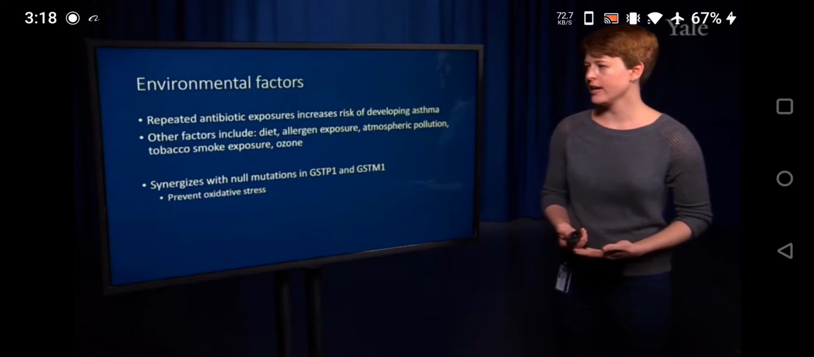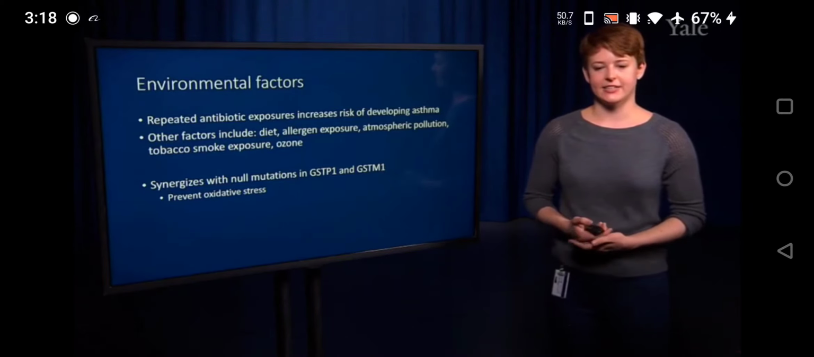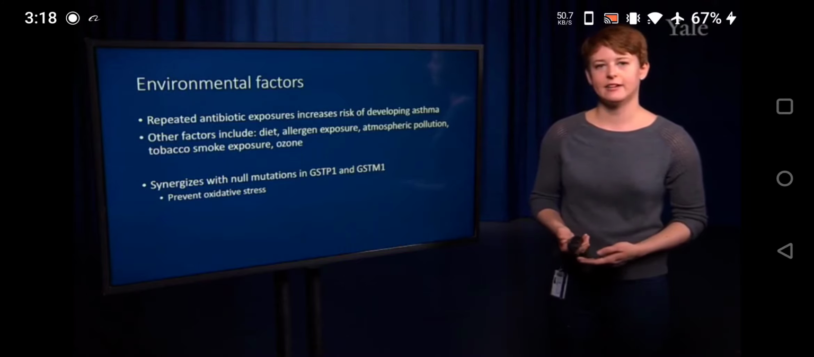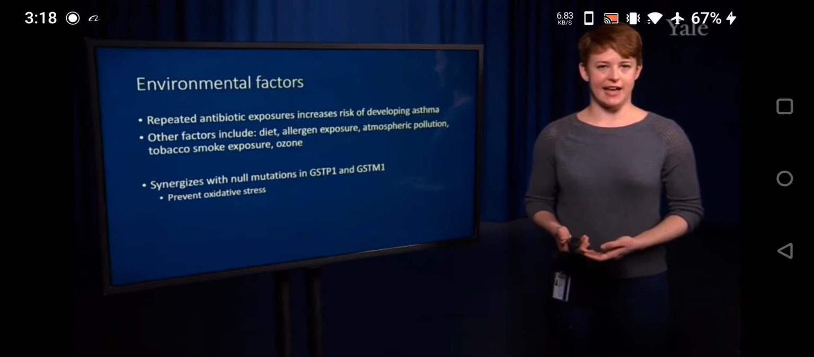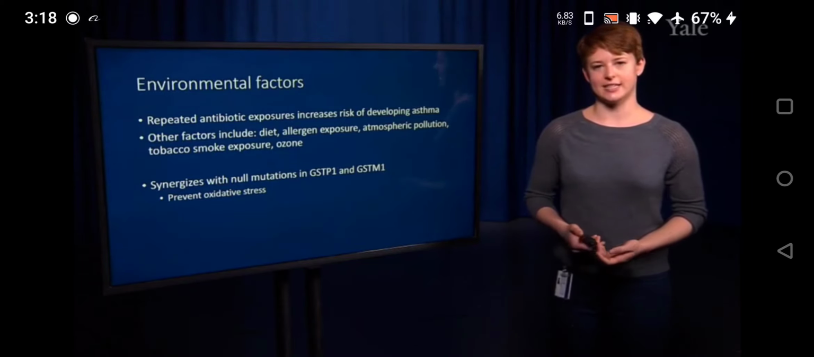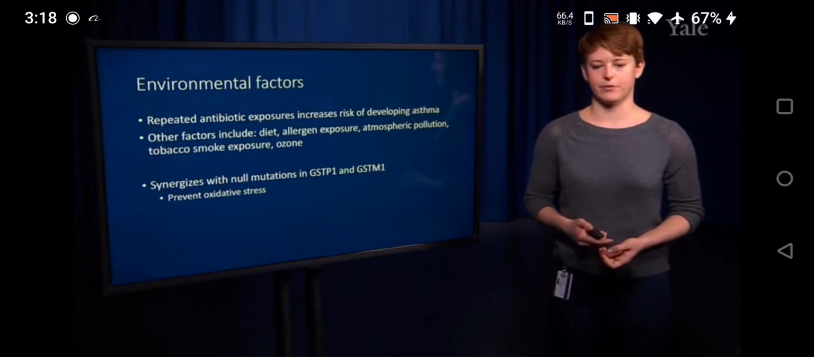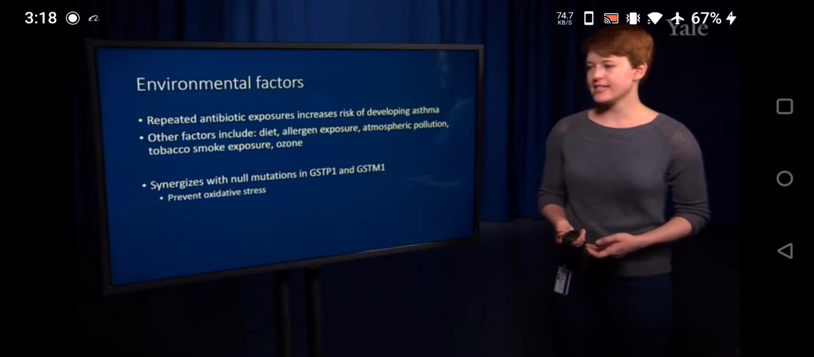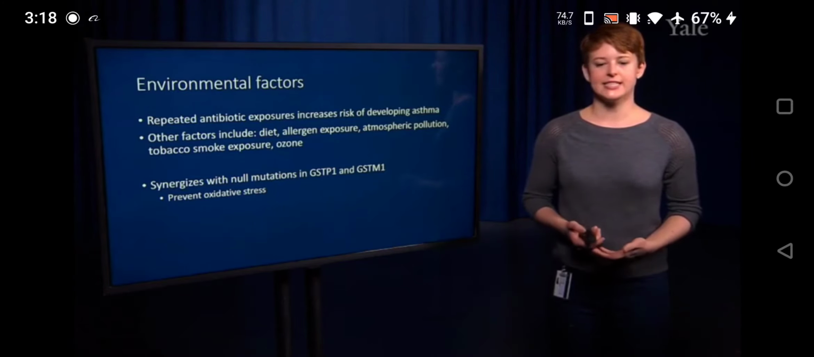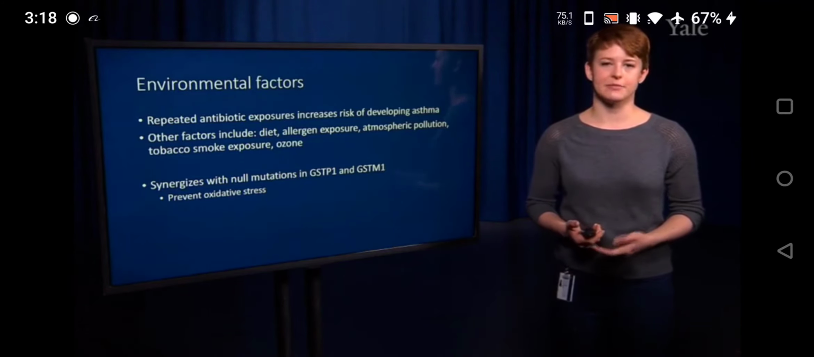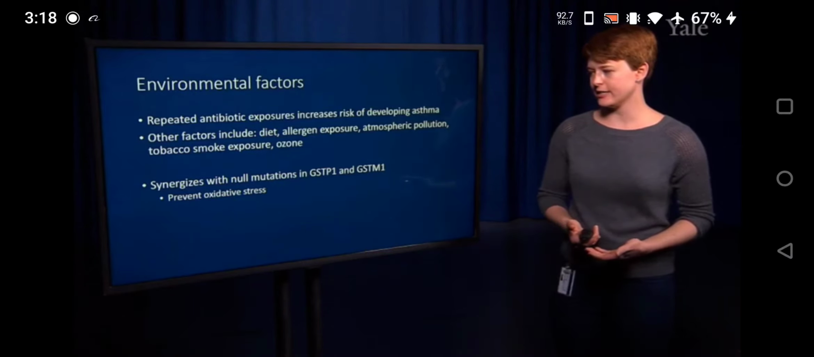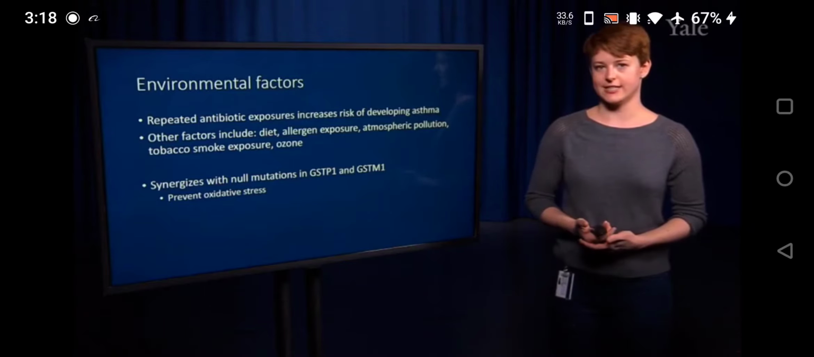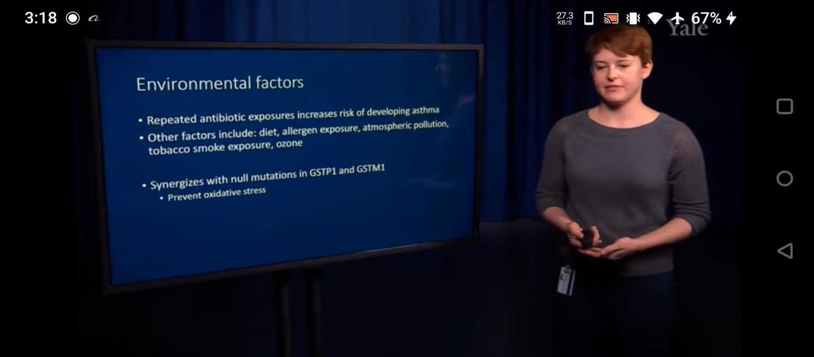A few other factors that can contribute include diet, exposure to different allergens, the pollution in the atmosphere, as well as exposure to things like tobacco smoke. And these environmental factors really synergize with genetic factors, including some null mutations in GSTP1 and GSTM1, which prevent oxidative stress.